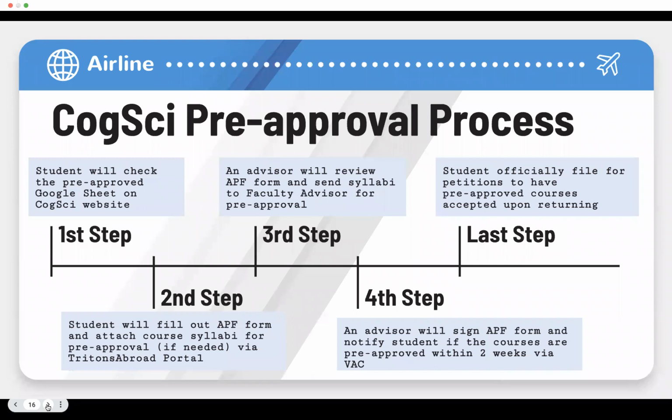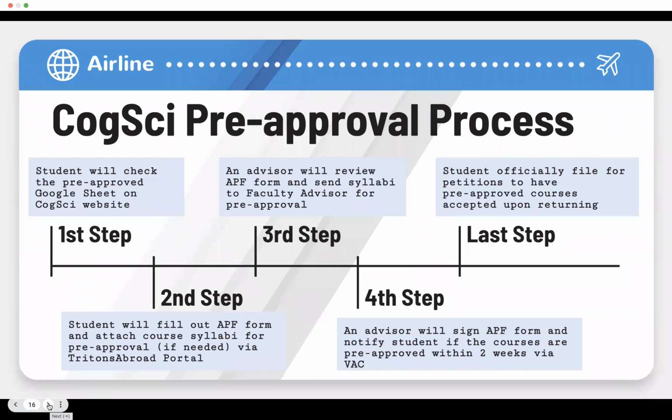And once we hear back from the faculty advisor, this process typically happens twice a month. So we will compile a list of pre-approval requested courses for the faculty advisor twice a month. And then once we hear back, we will sign the APF form along with providing the student the decision about the pre-approval courses. And once the student has taken the course abroad and returned, they will officially file a petition to have that pre-approved course accepted to their major upon returning.